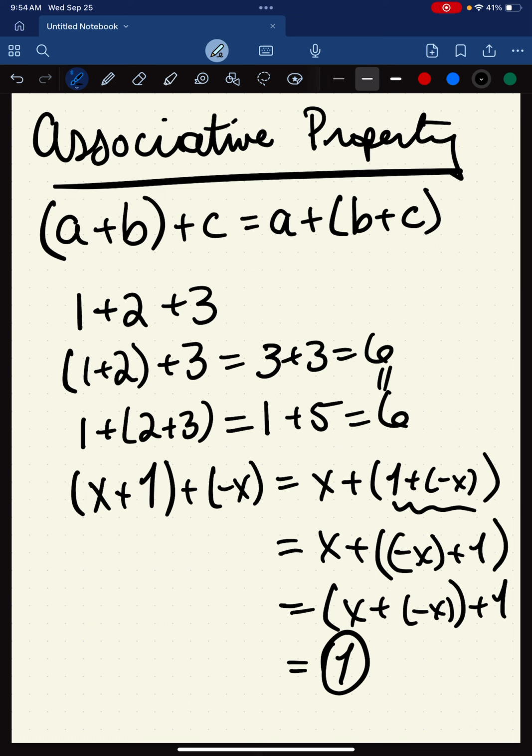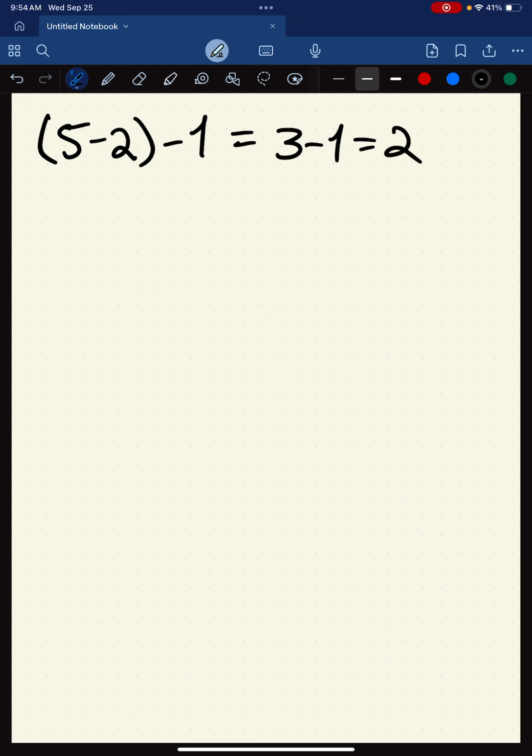Be careful, because the associative property also does not work with subtraction. Let me show you that. Let's say (5 minus 2) minus 1. That's going to be 3 minus 1, which is 2. And then let's do 5 minus (2 minus 1). That's going to be 5 minus 1, which is 4. Those two are not equal.